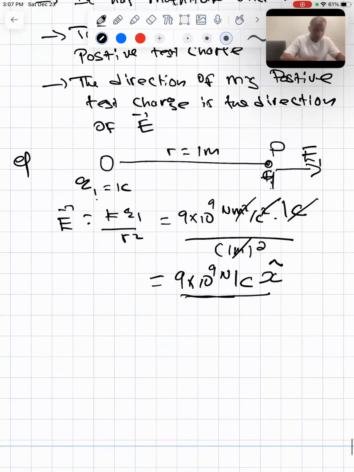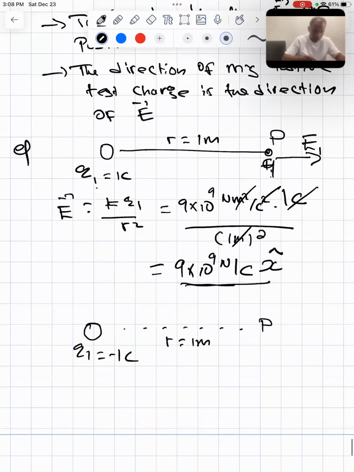If you don't understand this, let me give you another example. Q1 is just -1 coulomb. Now I want to find the electric field at P, where P is 1 meter away from Q1. P is just space, there is nothing there, okay? So, the electric field.